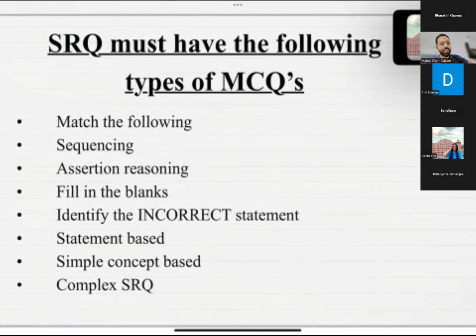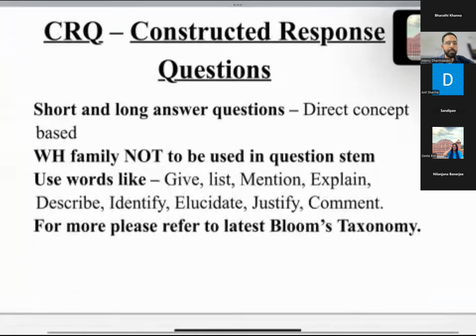Simple based questions: the rest of the categories can be divided between simple based and complex. It has been told to us by our seniors in that workshop that complex SRQs should not exceed 2 or 3, because otherwise it is going to affect the result of the student.